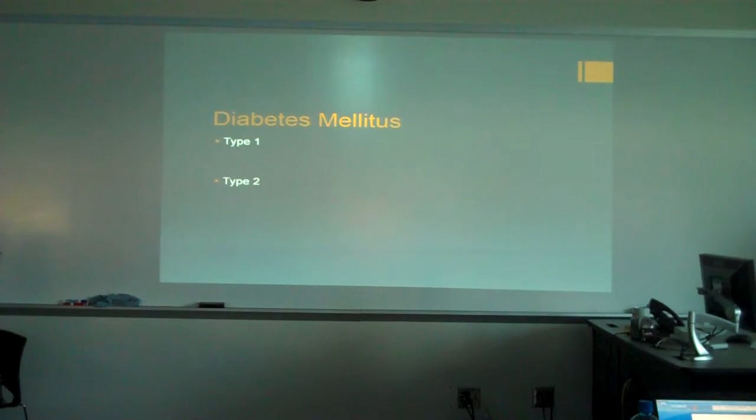Diabetes. A lot of this is going to be reviewed, I'm sure, from your med-surg. And I know you all can tell me what the difference is between type 1 and type 2. What is it? Very good. Type 1 is insulin dependent, so their body does not make insulin. It's an autoimmune disease. So in type 1, the body's immune system attacks the beta cells in the pancreas that make insulin.